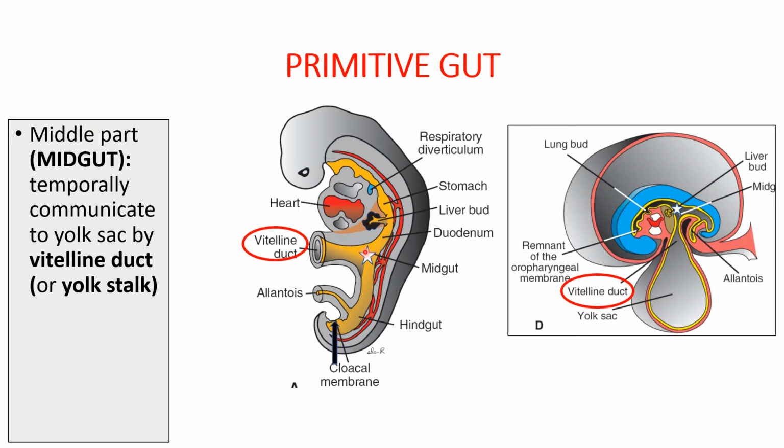Now you can see that the middle part of the gut, which is going to be the future midgut, during the initial portion is in communication with the yolk sac by the Vitelline duct or the yolk stalk. In the second picture also you can see the middle part of the primitive gut is in communication with the yolk sac cavity through the Vitelline duct or the yolk stalk. This communication gradually narrows with the advancement of age.